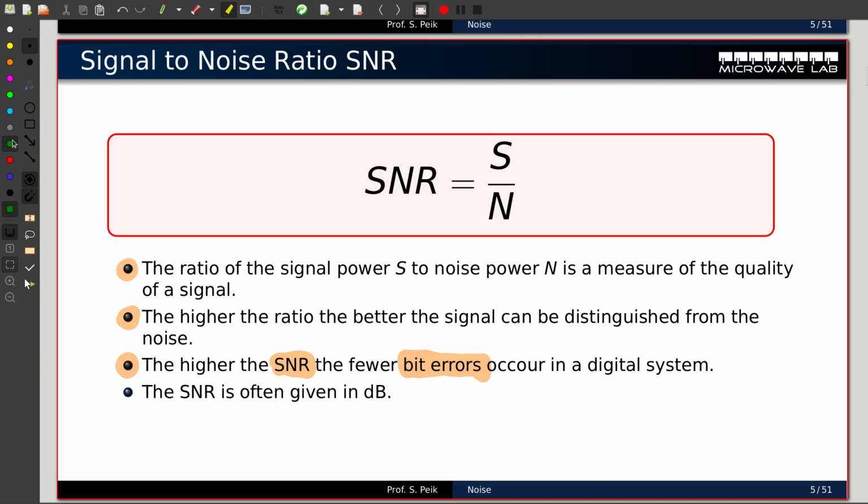SNR is a ratio, and engineers like to express ratios in dBs. That's why we often see our SNR given in dBs.